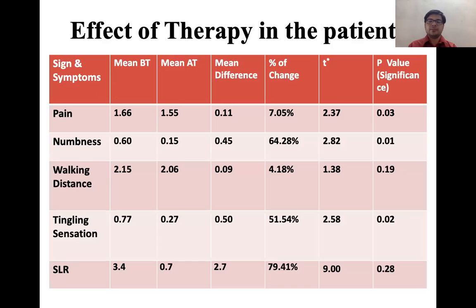If we see the effect of therapy, almost all the values which I have got were significantly improved. The mean difference in pain is 0.11, in numbness 0.45, walking distance 0.09, tingling sensation 0.50, and SLR 2.7. So this data is extracted from SPSS software, and almost all the signs and symptoms are significantly improved, showing good results of the therapy.